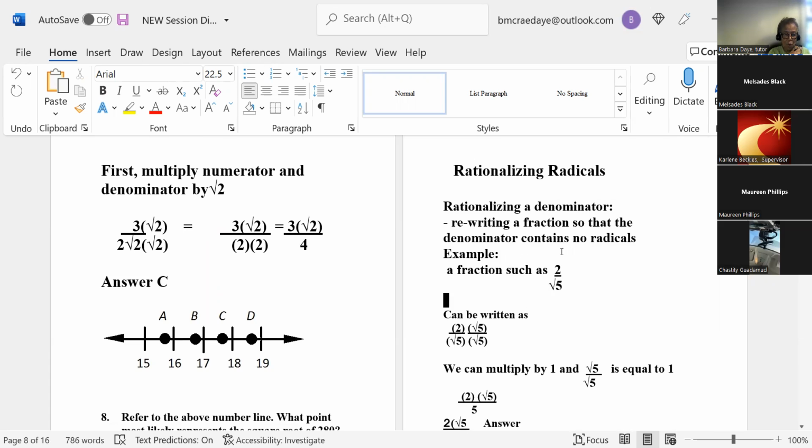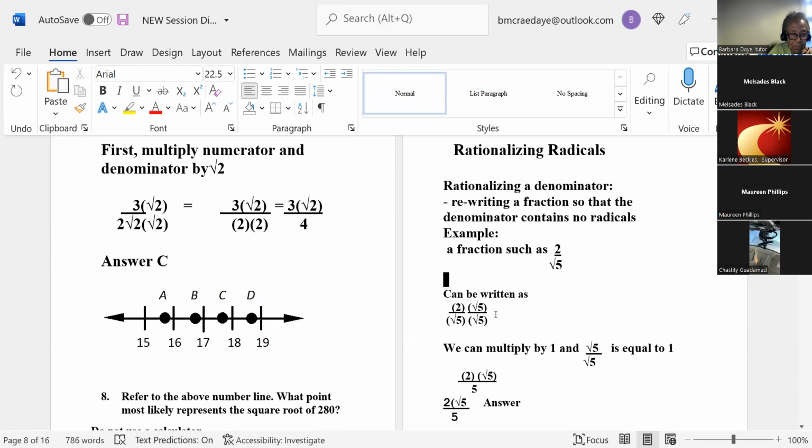For example, 2 over square root of 5. Now, what we do is we multiply the radical by itself, both numerator and denominator. And the reason we can do that is because square root of 5 over square root of 5 is the same as 1, right? And we can multiply by 1.